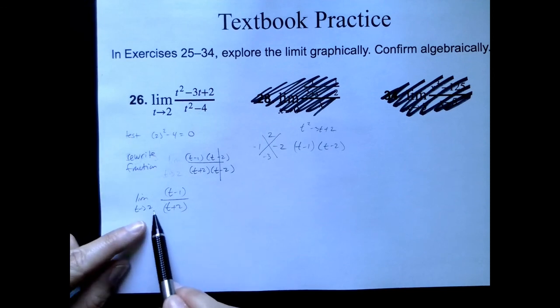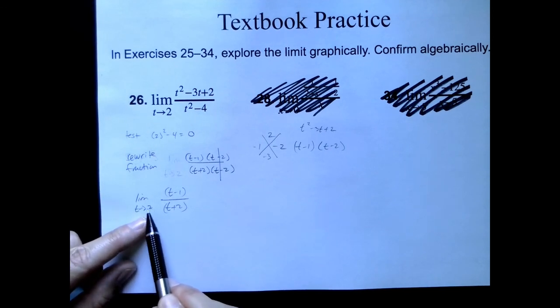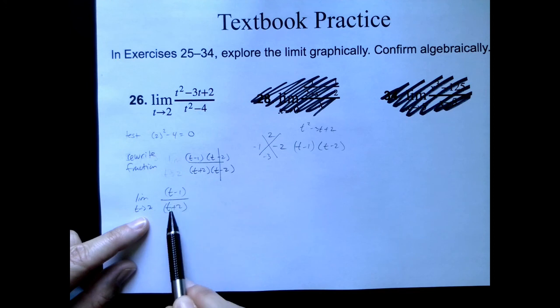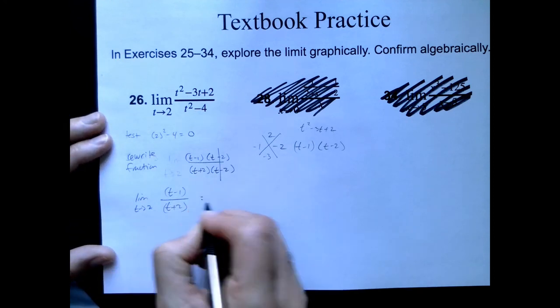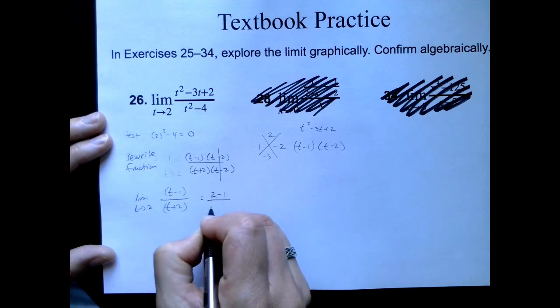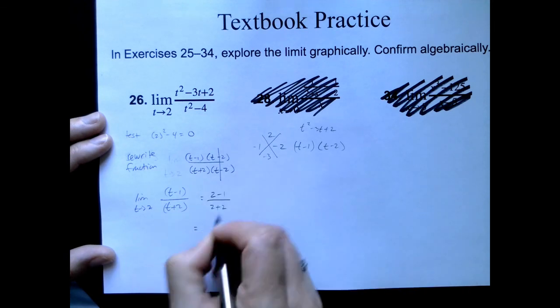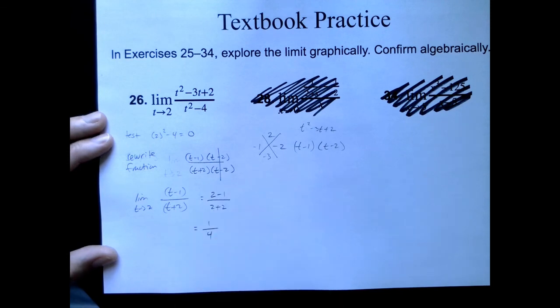How do I know it's safe to do that? Because if I take 2 here, because that's what t is approaching, and I plug it in, I don't get 0 in the denominator. So let's do that. So what this equals is 2 minus 1 over 2 plus 2. 2 minus 1 is 1, 2 plus 2 is 4.